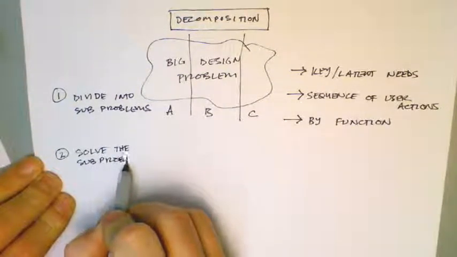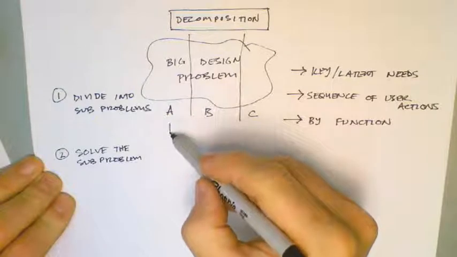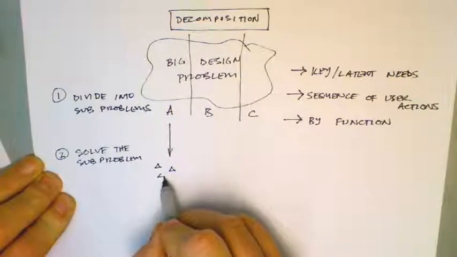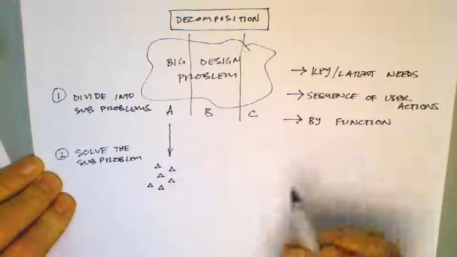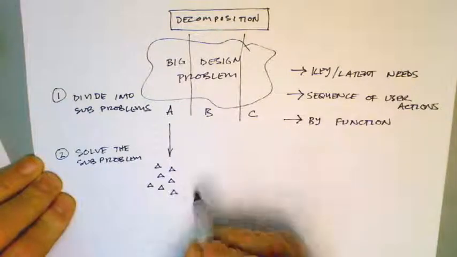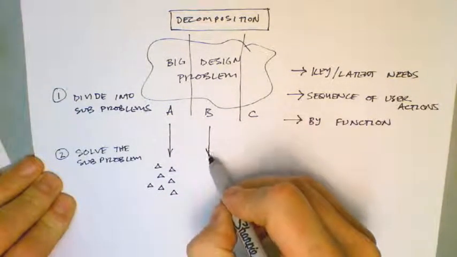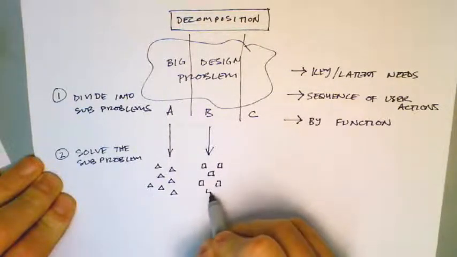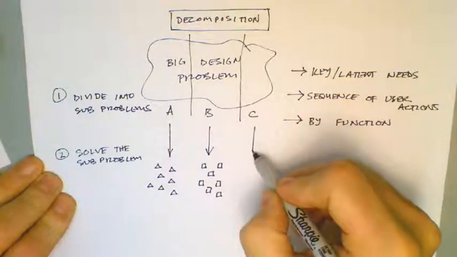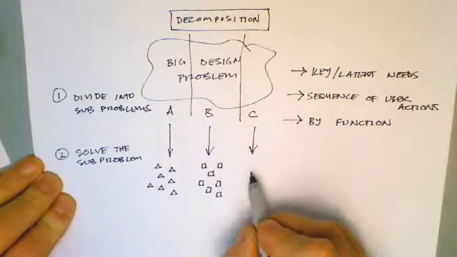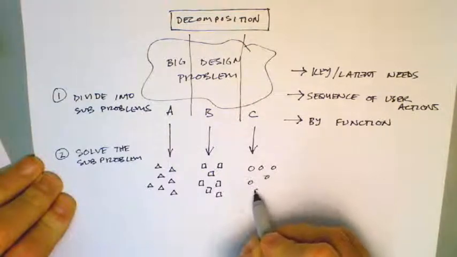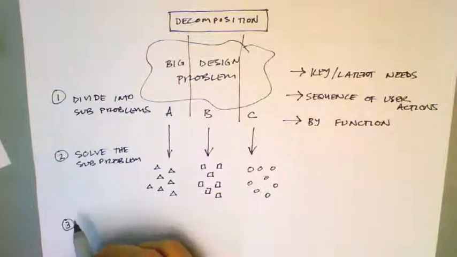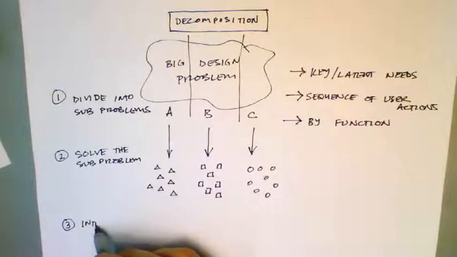The idea is, considering only the subproblem in isolation, what are some possible concepts that would be responsive just to that subproblem? And so you solve subproblem A, you solve subproblem B, and you solve subproblem C, or however many subproblems you have. And then the third step is you integrate solutions.